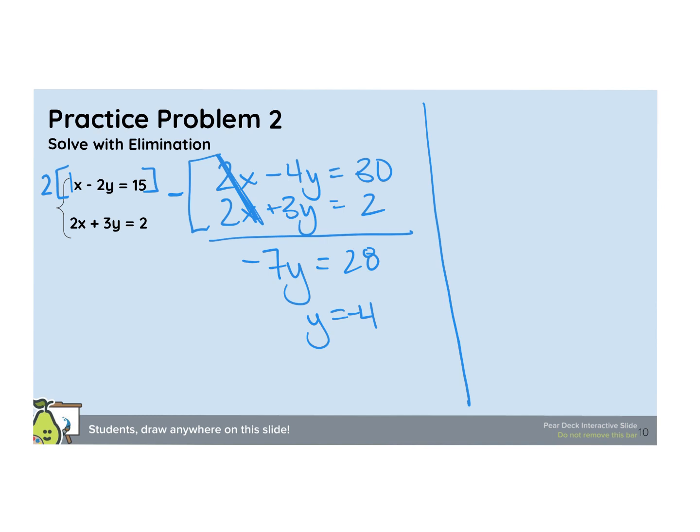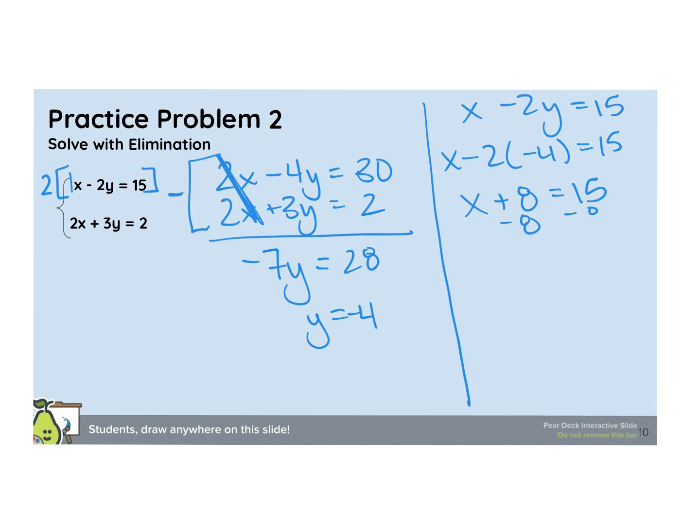I guess I'll use the first equation. So I'm going to use this equation, but instead of y, I'm going to put negative 4. Negative times negative is positive. I'm going to subtract 8 on each side, one-step equation. X equals 7. So I think the answer is 7, negative 4.